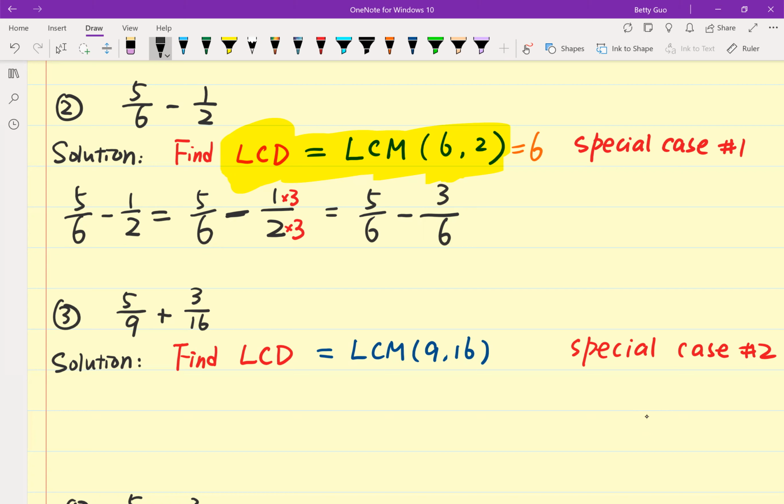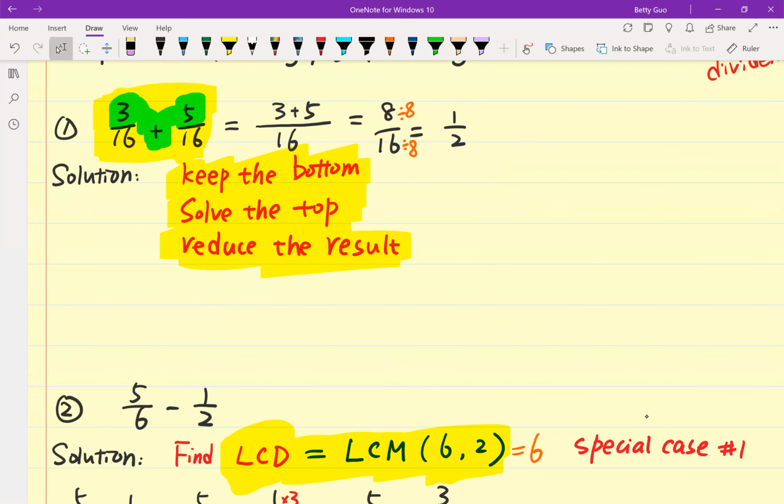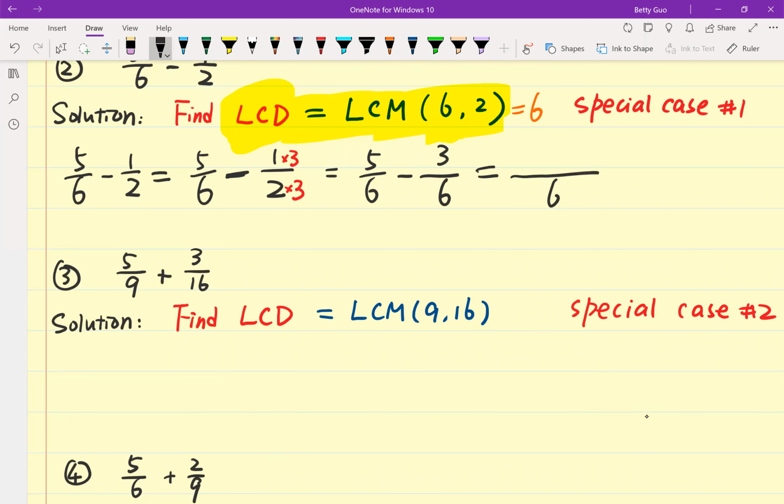Okay, very good. So now they have the same denominators. What's the rule you just wrote down earlier? Keep the bottom, solve the top, reduce the result. So we keep the bottom, solve the top. What is 5 minus 3? Reduce the result. Don't forget to reduce. How do we reduce 2 over 6? Divide by 2, division property, and we have 1 over 3. See that?